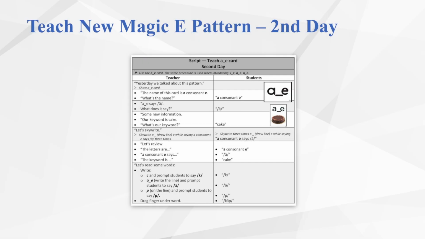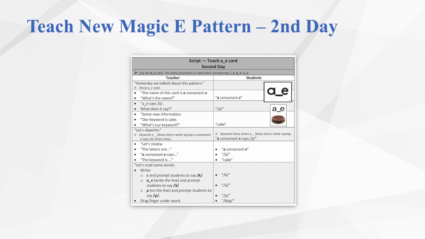Good job. So we'll put that in the visual drill for tomorrow. And that's it. On the second day of teaching the new Magic E pattern, you'll notice that the script has us teach it explicitly, as if it were new to students. We tell them the name of the pattern, the sound, and now we introduce the keyword. Students skywrite the Magic E pattern 3 times, and then we review.